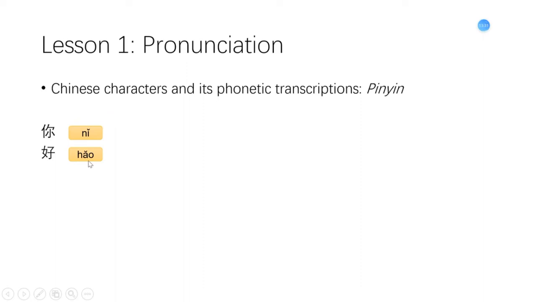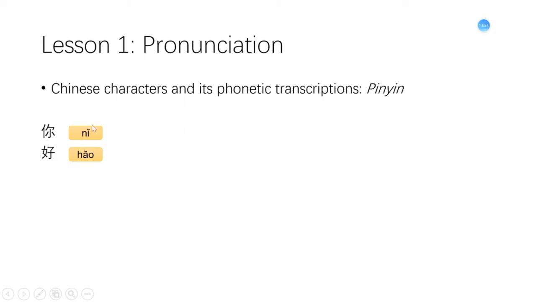Maybe some of you already know this. This is a very common greeting in daily life in China. So everybody says ni hao many times in a day, right? When we meet each other, when we greet each other, we say ni hao, like hello, hi, right? This is very basic. Okay, so this is the pinyin for these characters.